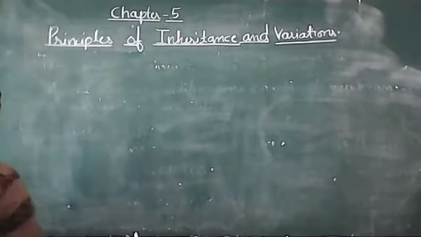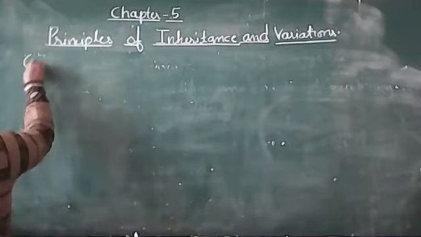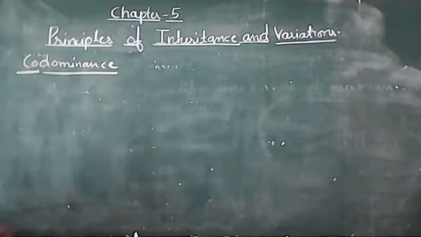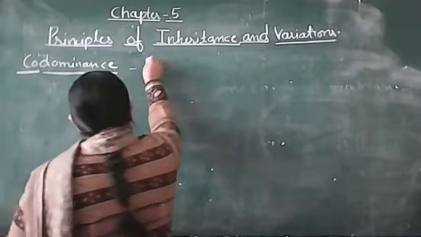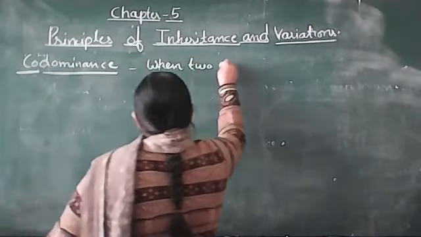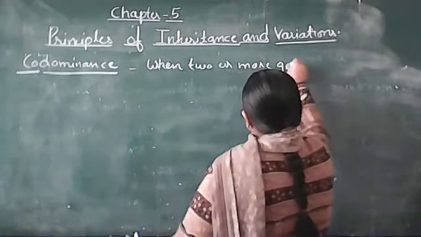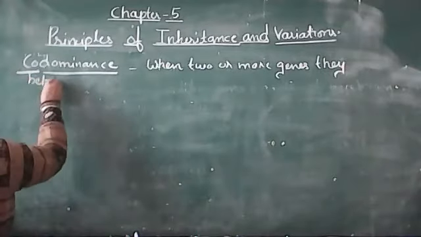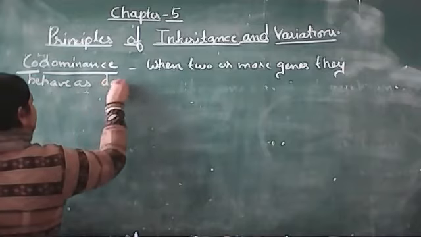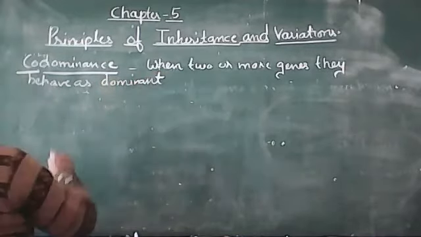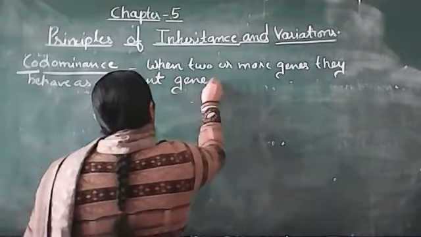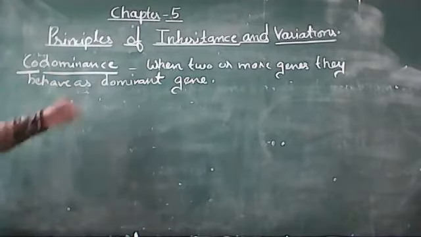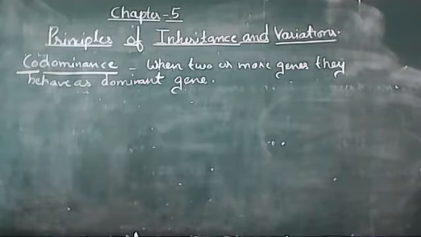Okay students, after incomplete dominance, I am taking the next topic, and that is known as codominance. As the name itself indicates, codominance means when two or more genes behave as dominant genes at a time. When more than one gene behaves like dominant genes at the same time, such a phenomenon is known as codominance. So when two or more genes behave as dominant genes at a time.